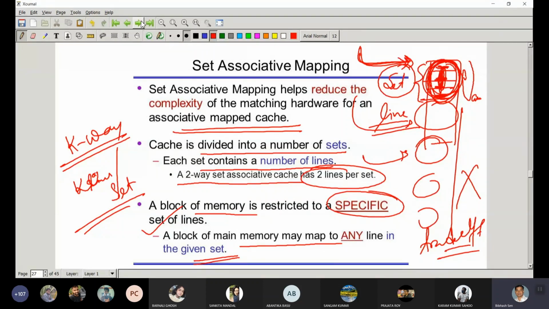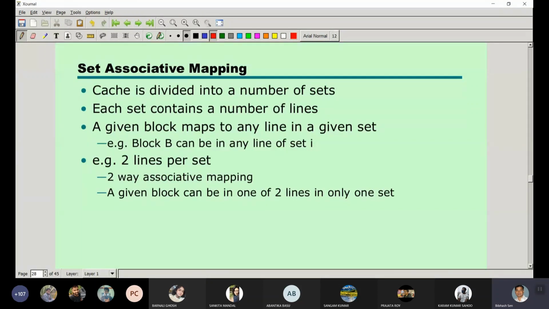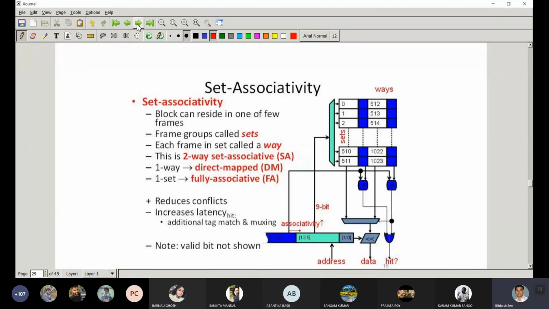So associativity prevails there. Cache is divided into a number of sets, each set contains a number of lines, and a given block maps to any line within the particular given set. With 2 lines per set, I will say 2-way associative. If 3 lines per set, I will say 3-way associative memory. So that is the advantage of associative memory.